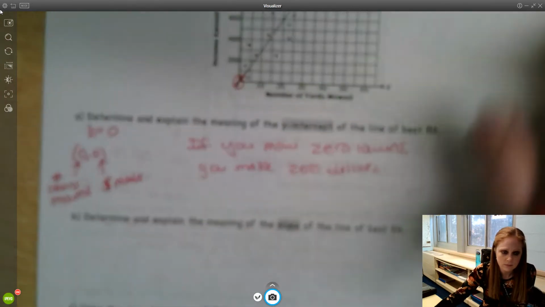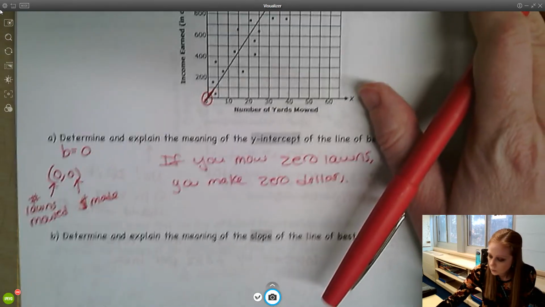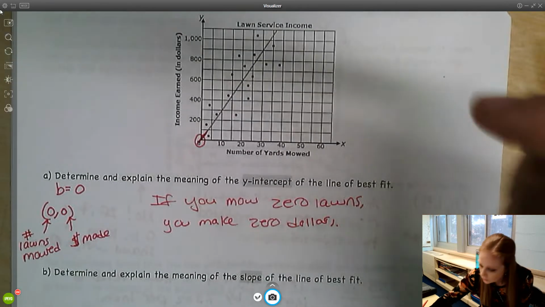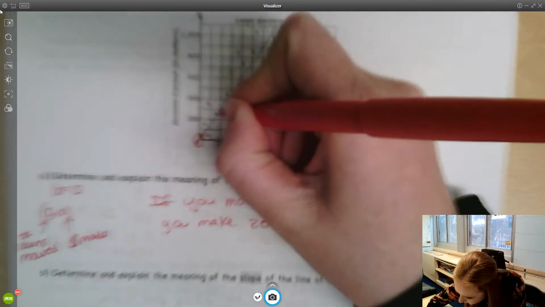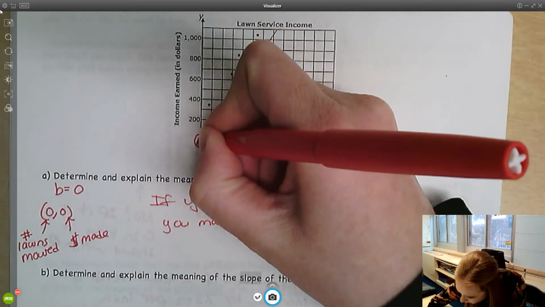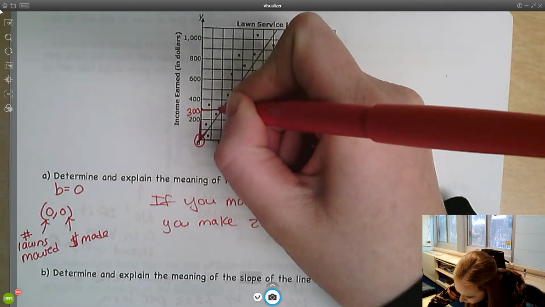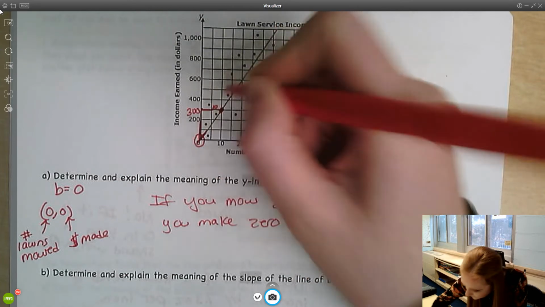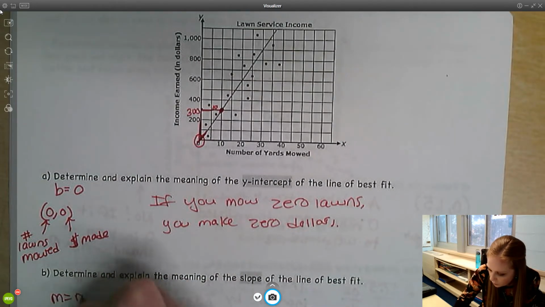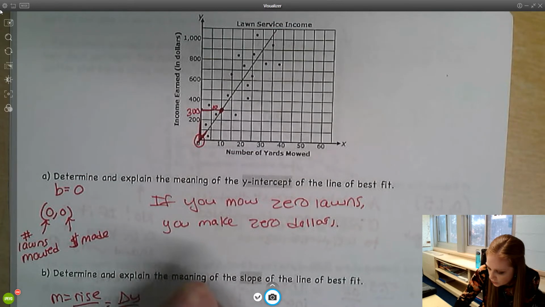Okay. The slope. We're going to have to figure out the slope. You can do rise over run. So it looks like there's another nice point right here. So we're going up 300, and then we're going to the right 10. Because remember, one way to find slope is rise over run, change in y over change in x.